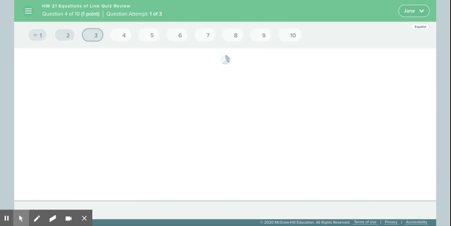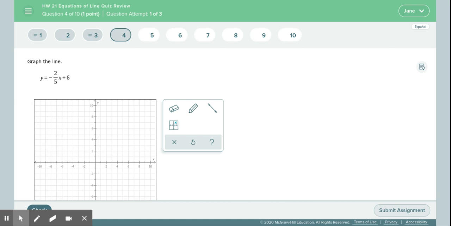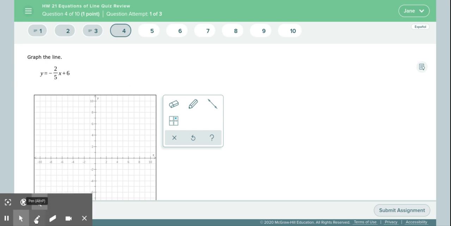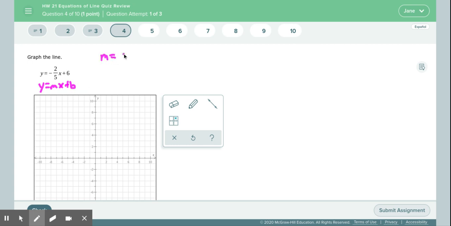The next question asks me to graph the line, but this time instead of telling me in words, it gives me an equation of the line. So because it gives me the equation of the line, I still need to know a starting point, and I still need to know how to move. So what I'm going to do is I'm going to compare this to the formula y equals mx plus b. So the number that's in front of x is my m. It tells me how to move. And this is negative 2 over 5. So this is telling me to go down 2 and to the right 5. The number that's in the spot for b is 6.